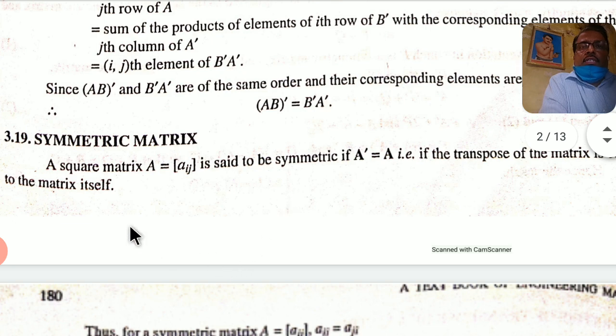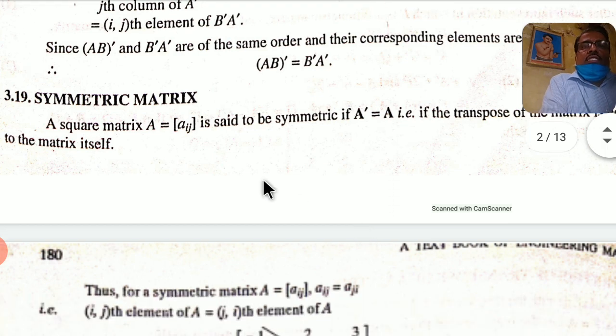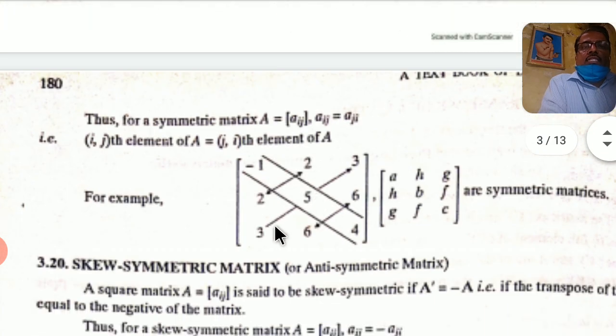Next comes the symmetric matrix. A square matrix A = [Aij] is said to be symmetric if A' is equal to A. That is, the transpose of A is equal to the matrix itself. This is known as a symmetric matrix. Here is one square matrix, which contains the elements -1, 2, 3, 2, 5, 6, then 3, 6, 4.